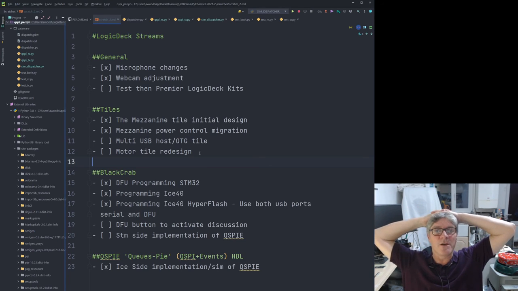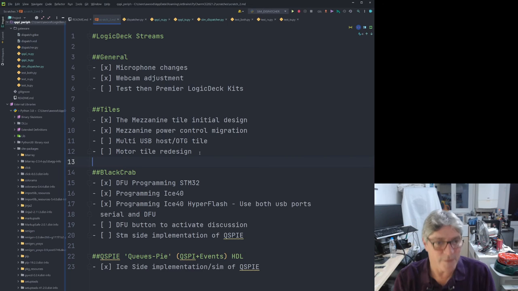So that's why I've noted there the motor tile redesign on that list. But again, we'll tick that off when we do that. I think I've covered all my bases now. Are there any questions?